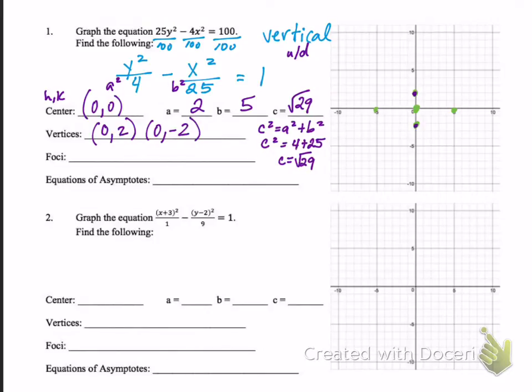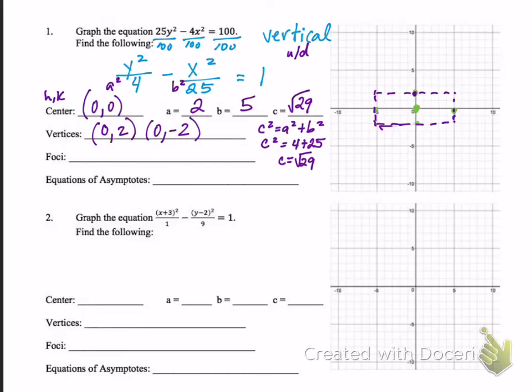So the reason why we draw the B to the left and the right is so that we can make our box. What you do is you just make a little dashed rectangle that connects the A's and the B's. Wasn't a very good rectangle. There we go. Trying to make it better. There we go. So it connects my A's and B's.